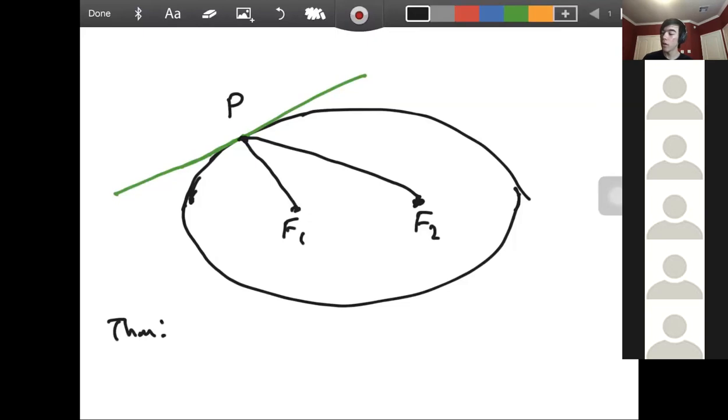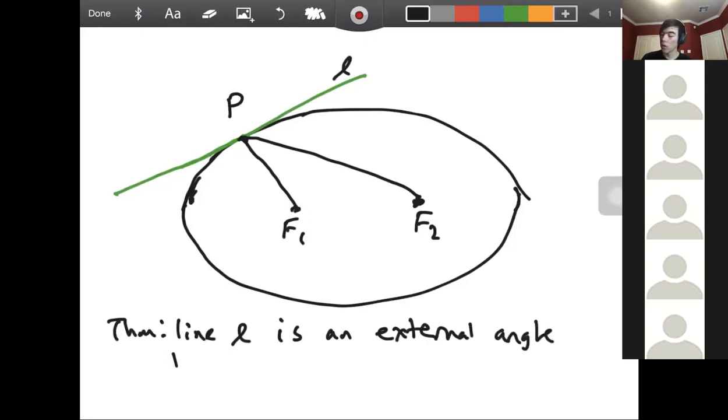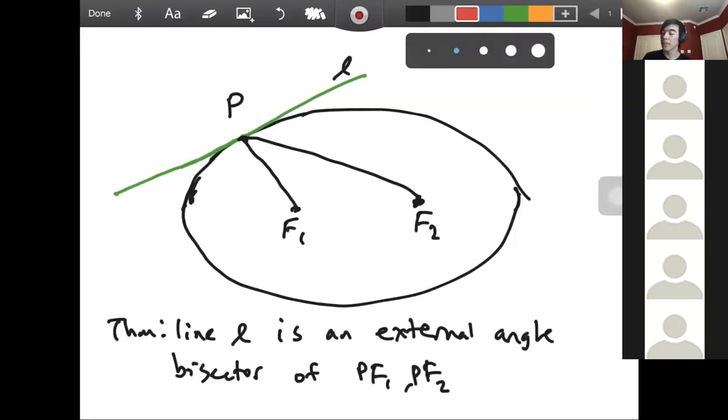So, theorem: line L is an external angle bisector of PF1, PF2. All this means is that these two angles are equal.